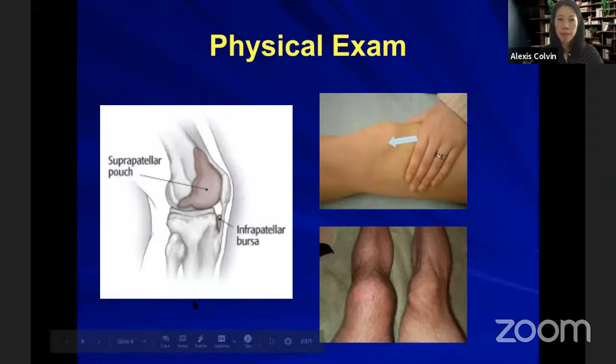When you're doing a physical exam, the inspection is the first part of the exam. And of course, you want to see, do they have any scars from surgery? Is there any bruising? And then the next thing I usually look for is whether or not there's any swelling.